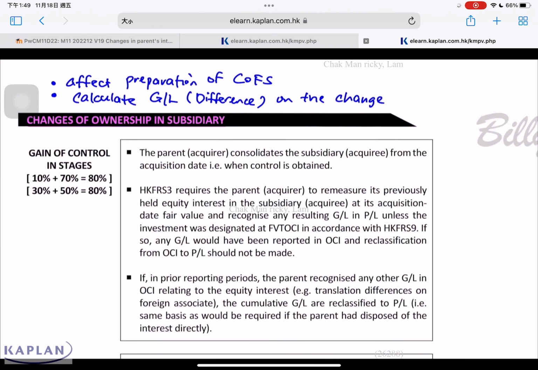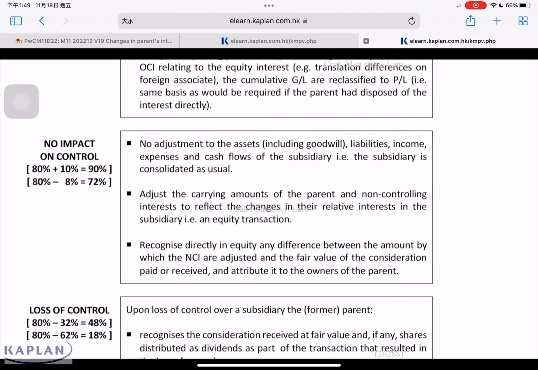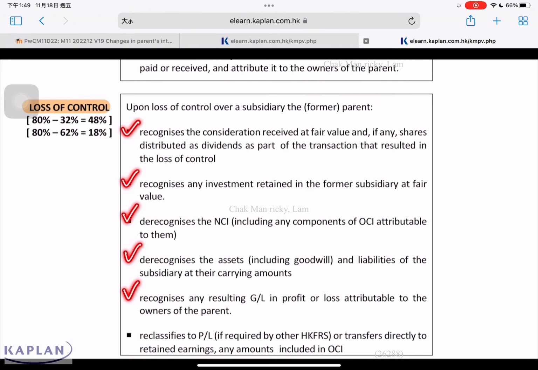Whenever the question asks you to discuss the changes of ownership in subsidiary, if the change results in gain of control, then your answer will be here. If the change does not affect control, then you can refer to here and use this as your answer. Obviously, you must apply to the question. We'll look at how to apply to the question later on. For loss of control, this is the point that I must mention.